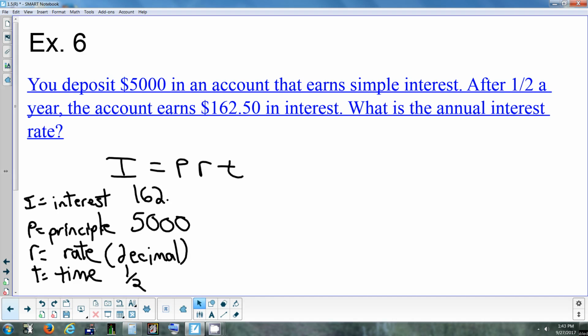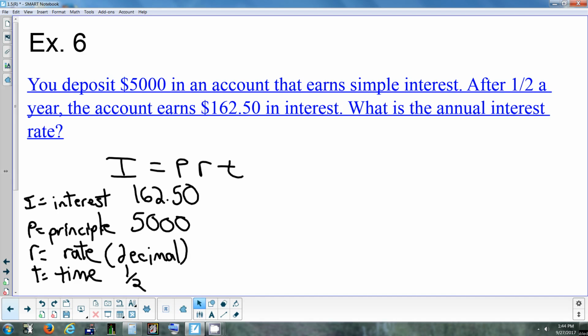Joe, the reason you can't put 180 is because the question asks for annual interest rate, so you have to keep your time in years. If you put like 12, you would be finding the monthly interest rate, or 6 in this case. So it's annual, which means yearly. Okay, so here's, I have everything now.